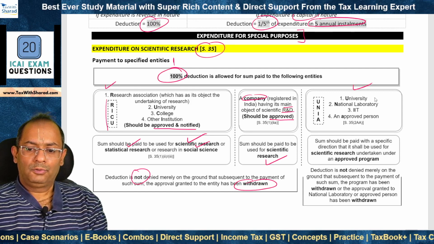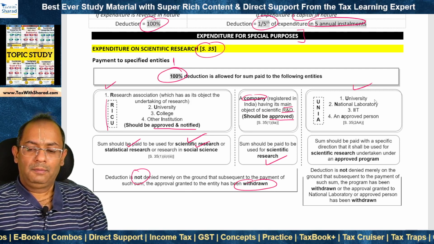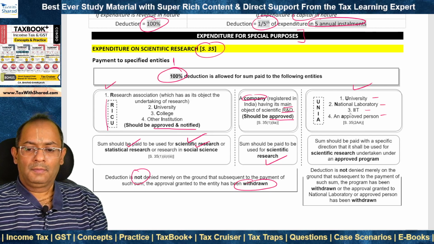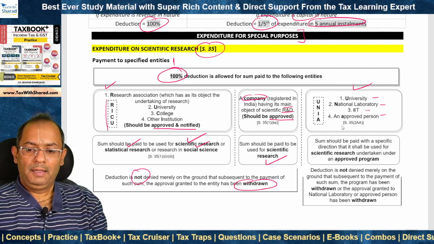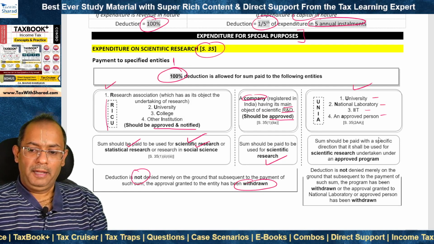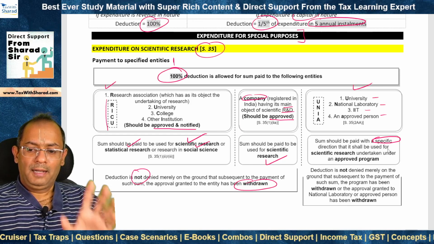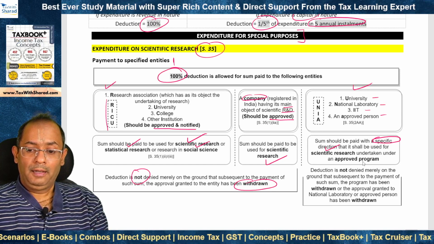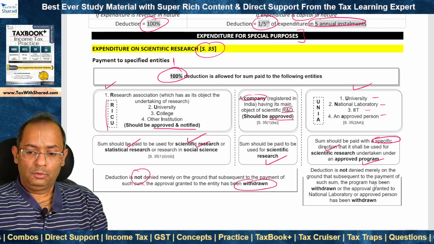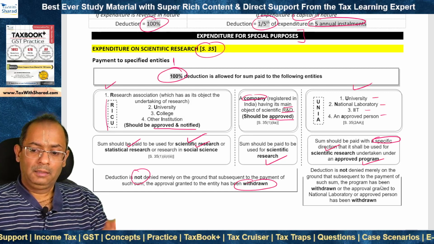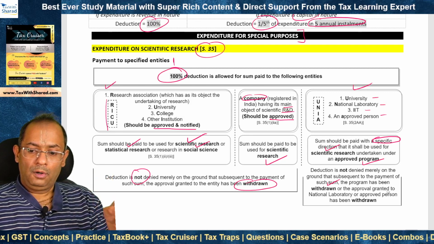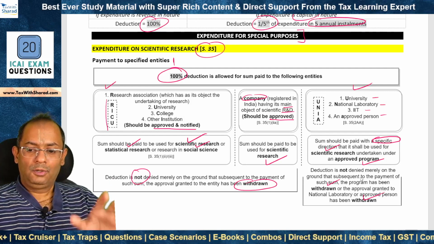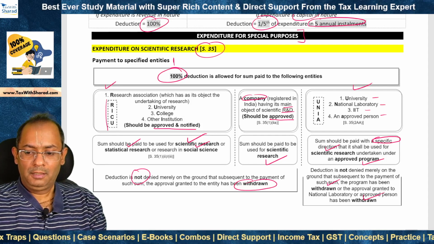100% deduction is also allowed in respect of sum paid to a university or national laboratory or IIT or an approved person. The mnemonic which you can use if you want is UNIA. The condition is that the sum should be paid with a specific direction that it shall be used for scientific research, but such research should be undertaken under an approved program. It may so be the case that after the payment has been made, the program is withdrawn or the approval granted to the entity is withdrawn. But in such case, the deduction is not denied merely on this ground. That means the deduction is not affected.